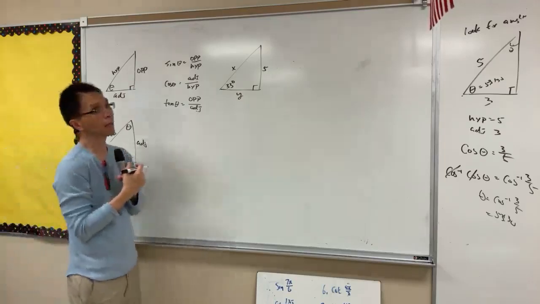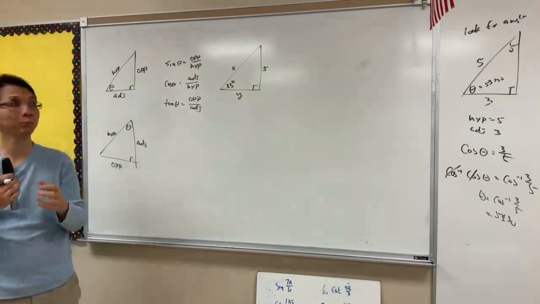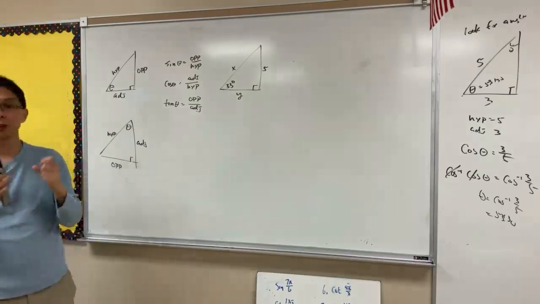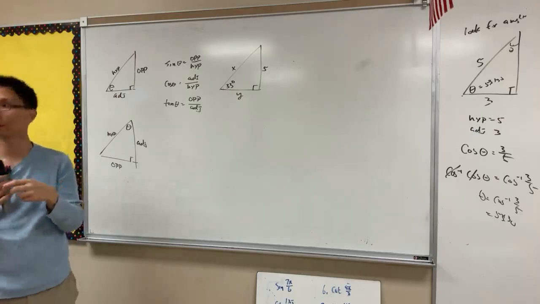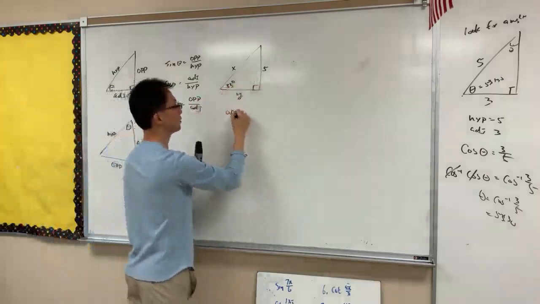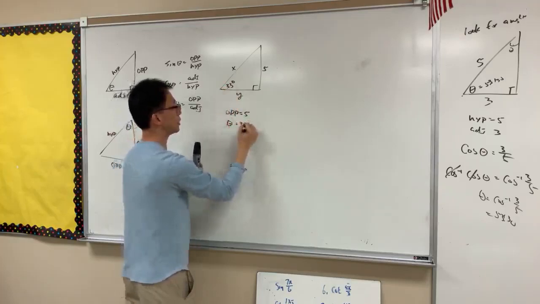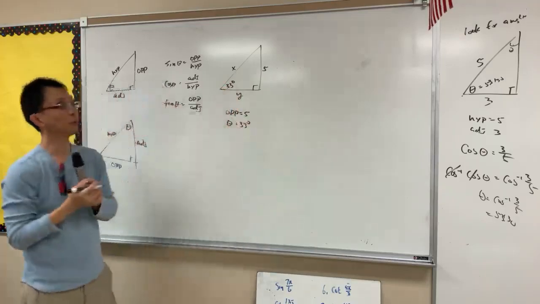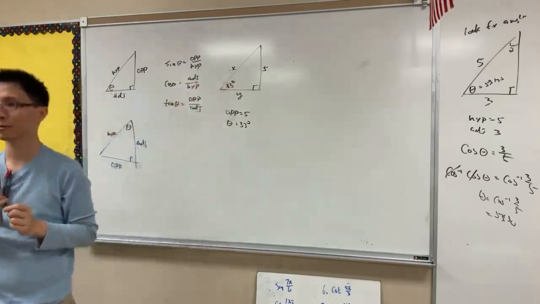So now, here's the thing. We just have to learn how to use the trig ratio. So we know an angle, and we know one side. Which side do we know? We know opposite. Good. So we know opposite is 5. And we know the angle is 33 degrees. So if I want to find an x, which trig function I will use?